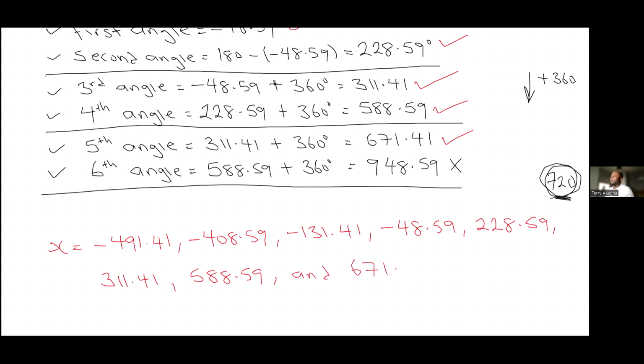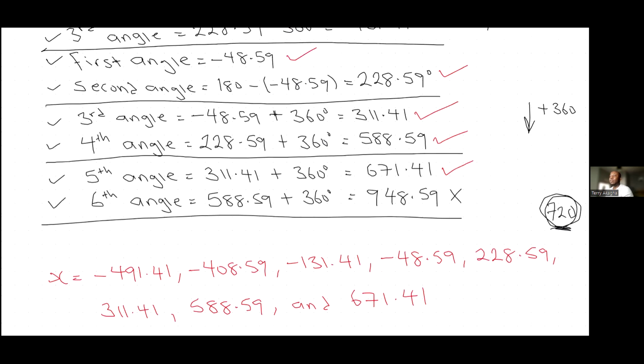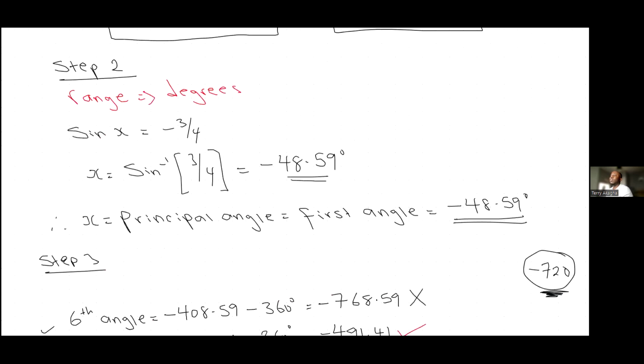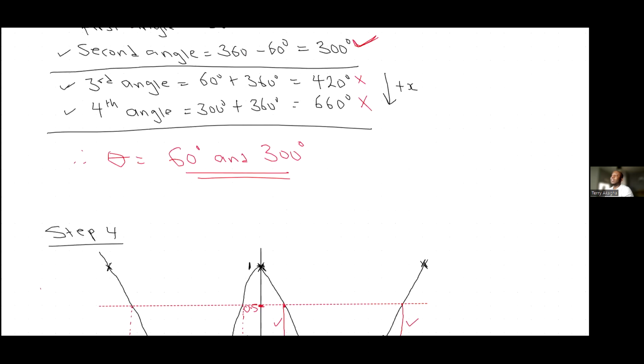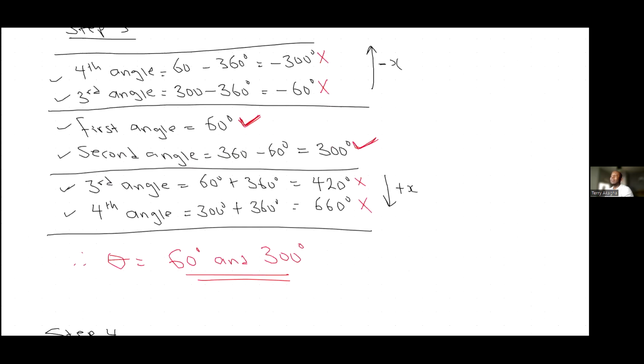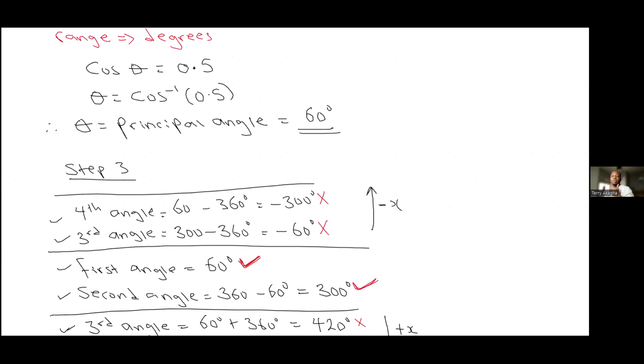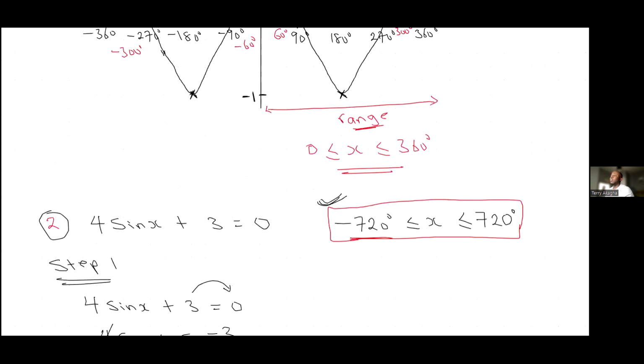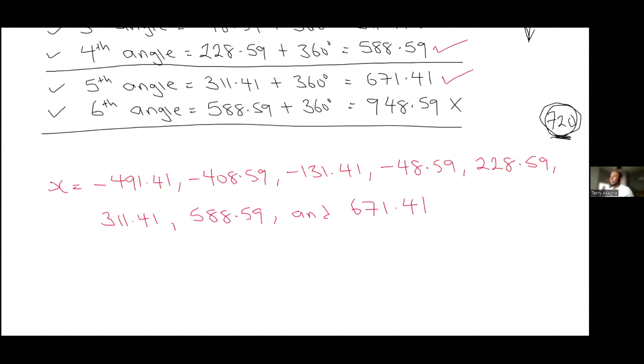And now, the interesting thing I forgot to mention earlier is that if you press any of these in your calculator, you press sine of minus 491.41, you will see that no matter which one you press, you're going to get minus 0.75. The same thing with the previous example. If you press cos 60 and cos 300, the same thing, you're going to get 0.5, okay? And that's how you solve the example. But in some cases, you might be asked to sketch, so we're going to sketch it now.